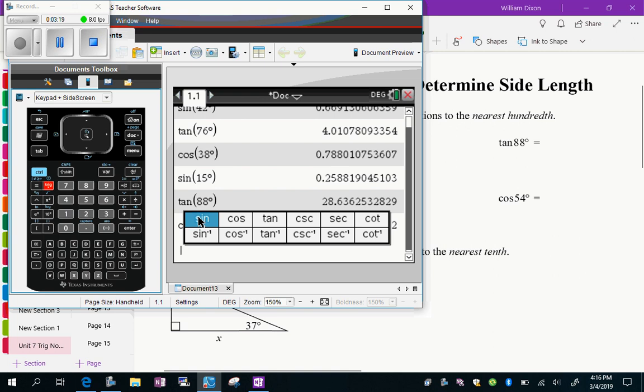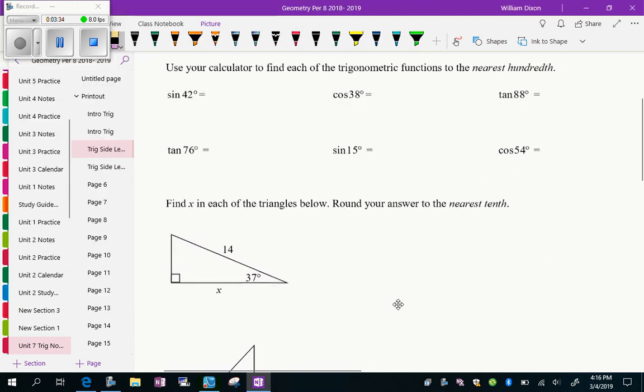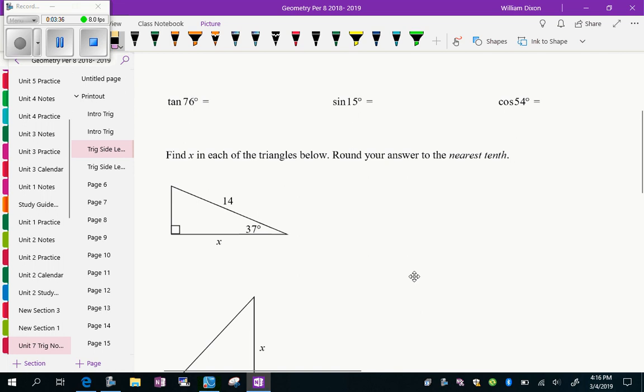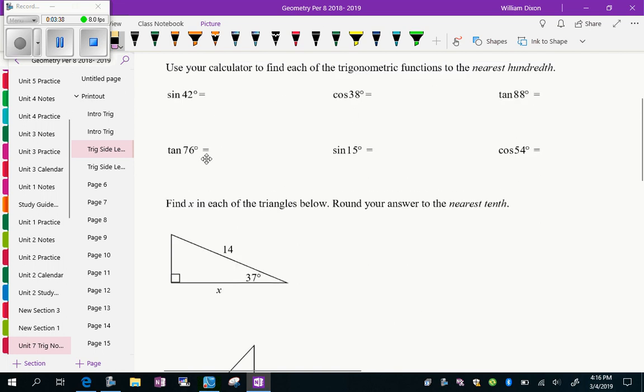All right, just something really important. As we said before, the trig ratios we're going to deal with are sine, cosine, and tangent. The other ones you will look at in other courses, except for the bottom ones, which we'll look at tomorrow. All right, so let's go back to our worksheet. You should have those numbers filled in.